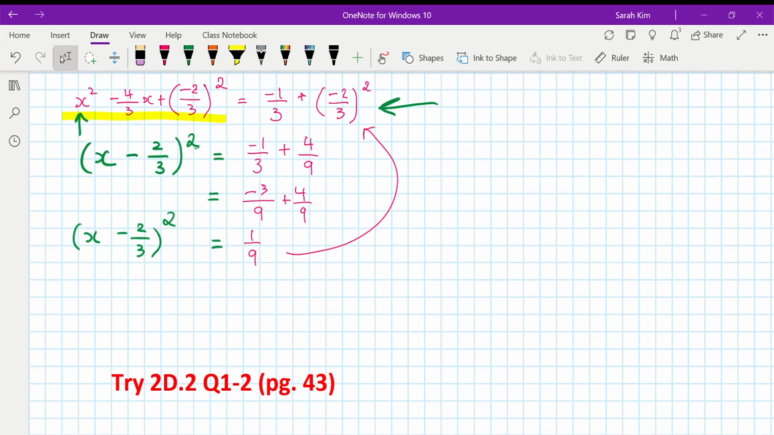Okay, so now I've got my beautifully factorized equation. I just got to move the 1 over 9 to the left-hand side again. Because it's a plus 1 over 9, I just do the opposite, which is minus 1 over 9. So my factorized version looks something like this.